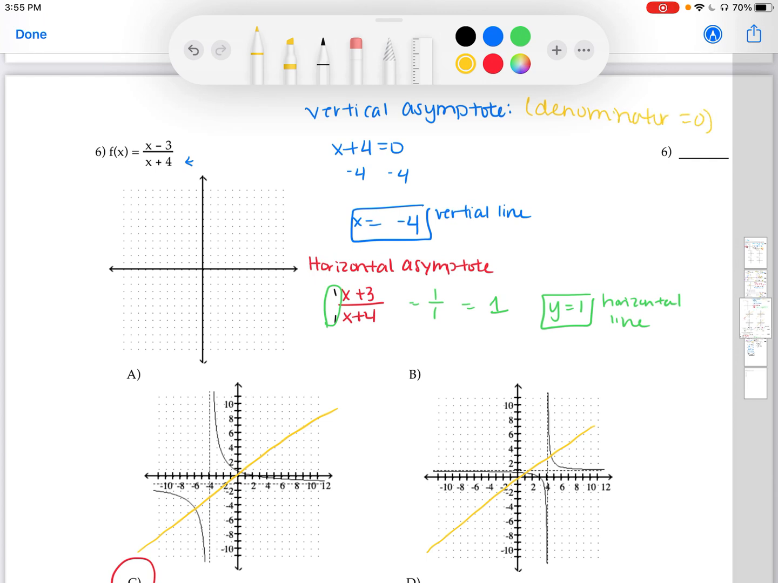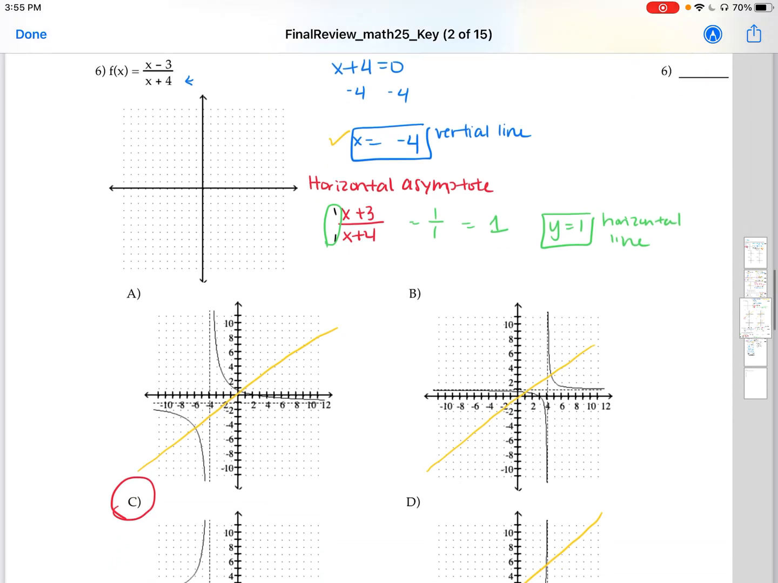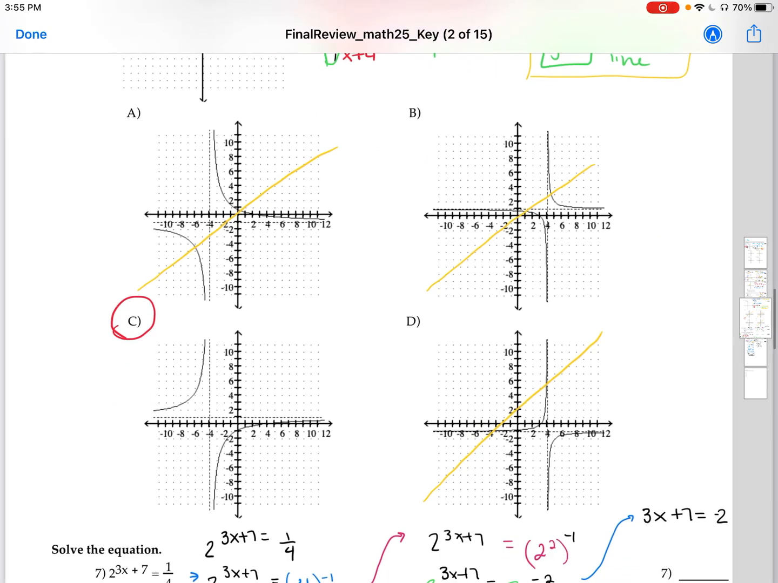Once we set our denominator equal to 0, we can go ahead and solve. We get a vertical line of x equals -4. For a horizontal asymptote, we're going to go ahead and look at our leading coefficients. Because they're of the same degree, we have a horizontal asymptote at 1. And it's easy enough that by process of elimination, we can find our correct answer.